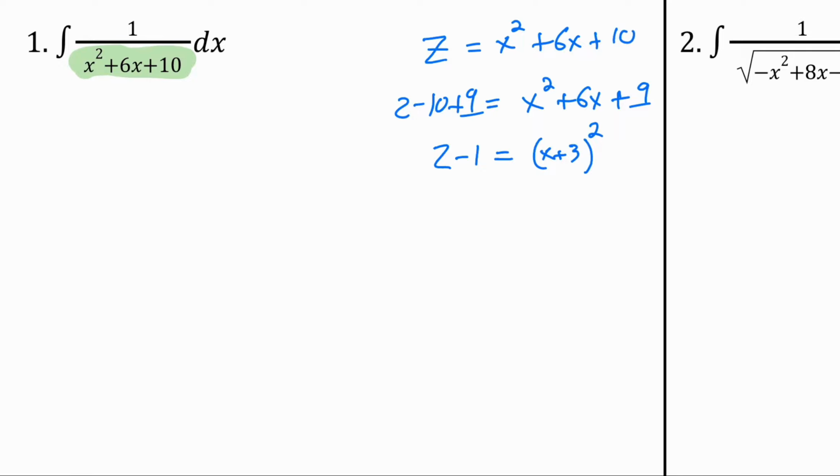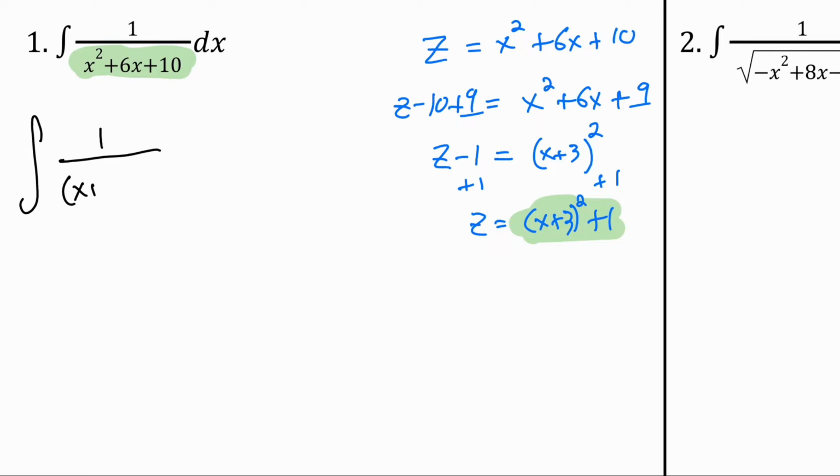To finish this process, I'm going to move that 1 back over, and we end up with z equals x plus 3 squared plus 1. So x squared plus 6x plus 10 is the same as x plus 3 squared plus 1. The reason why that helps us is that we're going to integrate, instead of 1 over that trinomial, 1 over x plus 3 squared plus 1 dx. This resembles our arctangent function, the only difference being that instead of just x, it's x plus 3.